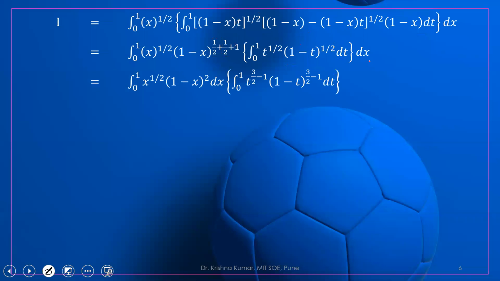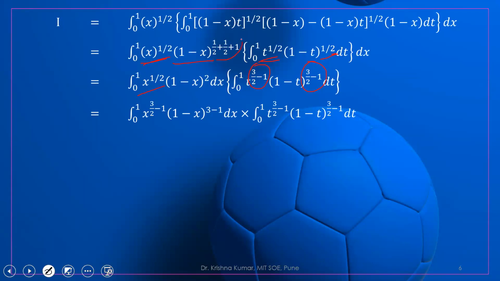Again, how can we write it? t to the power half can be written as t to the power 3 by 2 minus 1, and (1 minus t) to the power half can be written as (1 minus t) to the power 3 by 2 minus 1. So now this is nothing but a beta function. I think we know about it. Again, this can be written as x to the power 1 by 2, and (1 minus x), this 1 plus 1 plus 1, that is 2, so (1 minus x) whole squared, with respect to x. So it can be written as, again, x to the power 1 by 2 is x to the power 3 by 2 minus 1.